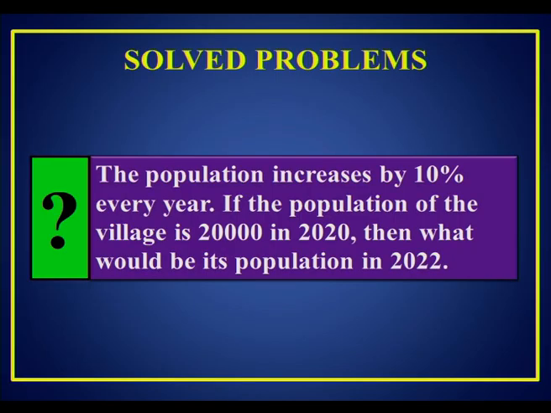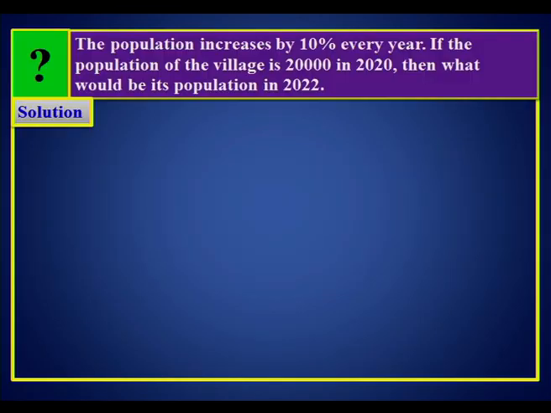So, let us start our next problem. The population increases by 10% every year. If the population of the village is 20,000 in 2020, then what would be its population in 2022? Let us start with the solution.